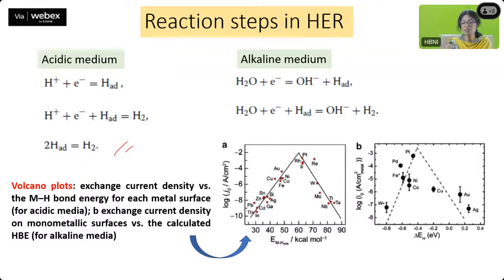In case of alkaline medium, it is the other way around. The electron is getting added to water. You have an OH minus generated with hydrogen adsorbed. And then again, the same process follows. So over here, you have an OH minus and you have hydrogen evolution.